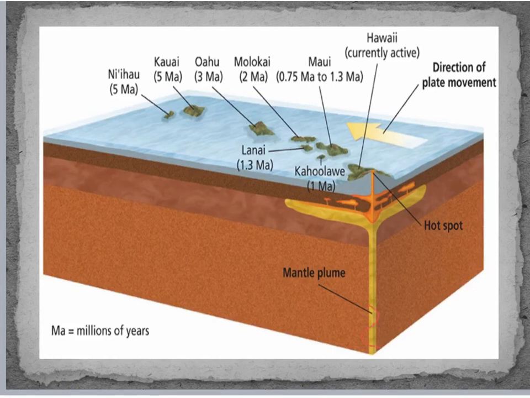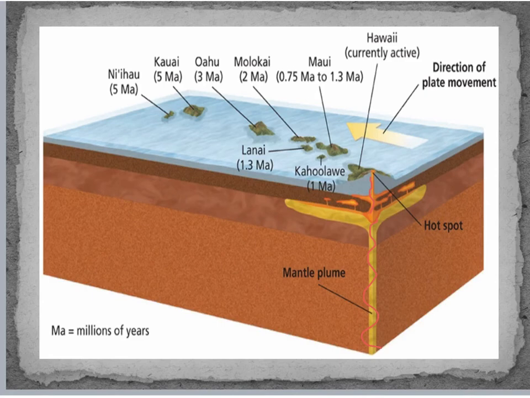Okay, and here's an example of that here. There's the mantle plume. There's that pocket of magma in the middle of the Pacific plate. You guys can see here it's erupting. This is the island of Hawaii, which is a currently active volcano. It's just getting bigger and bigger. And here are some of these older islands, right?